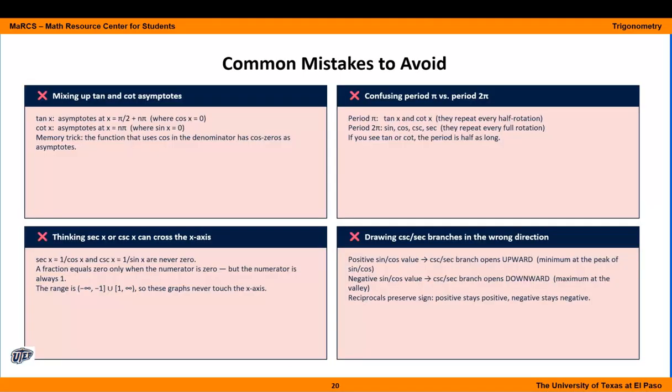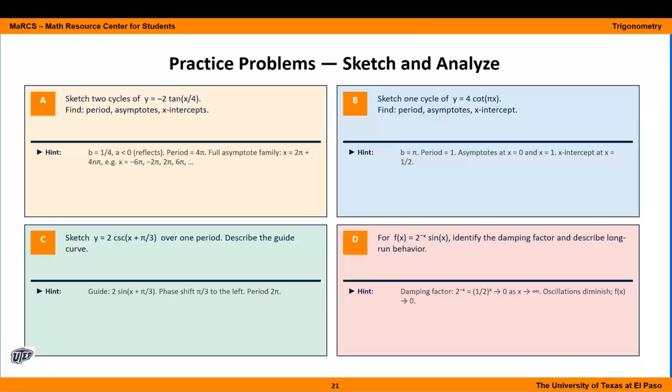Some common mistakes include mixing up asymptotes, confusing periods, and thinking secant or cosecant can cross the x-axis. Remember, they can never equal 0. Now it's your turn. Walk through these problems step by step. Focus on the asymptotes, period, and key points.